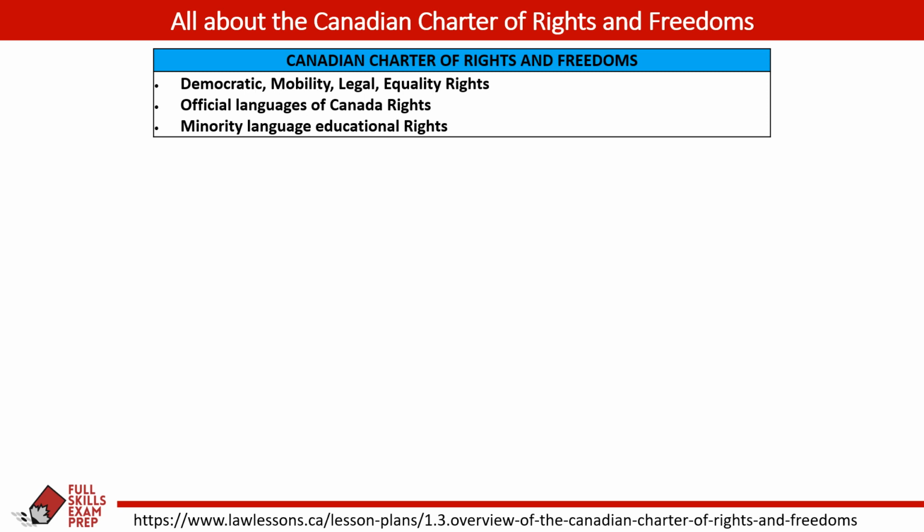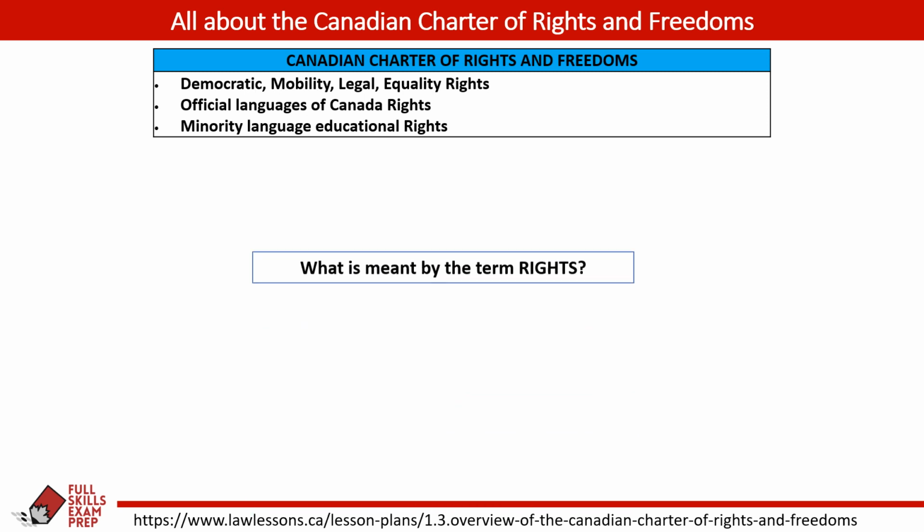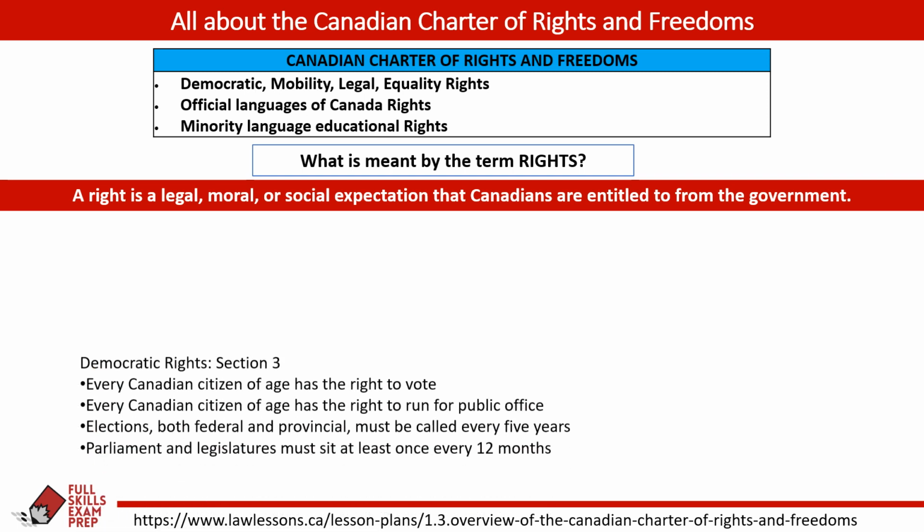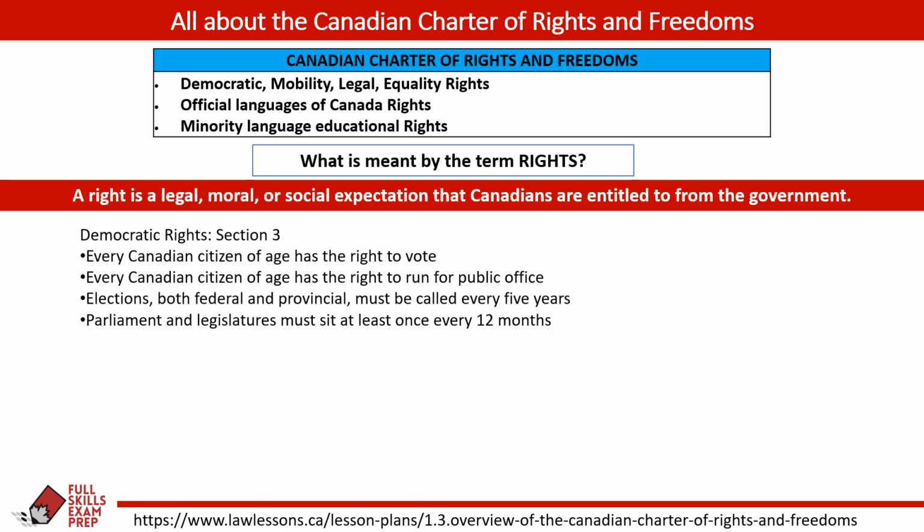Okay, as we dig into rights, I think we have a good idea of Canadian freedoms afforded to Canadians and everyone really under the Canadian Charter, everyone in Canada, I should say. Well, what about rights? Remember we said that rights are legal, moral, social expectations that Canadians are entitled to from the government. So what do you expect from the government? What are your rights in terms of what the Canadian government owes you? And you can see over here, we've got section 3. So this is a little bit of a difference.